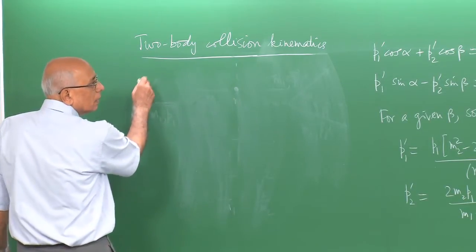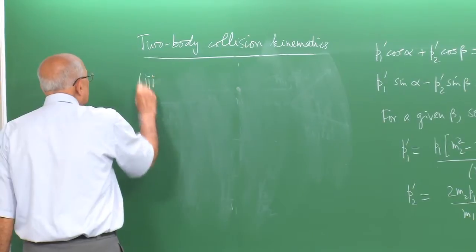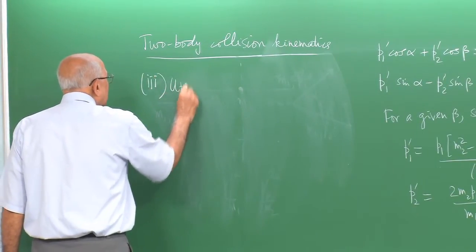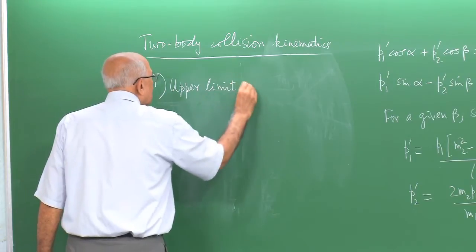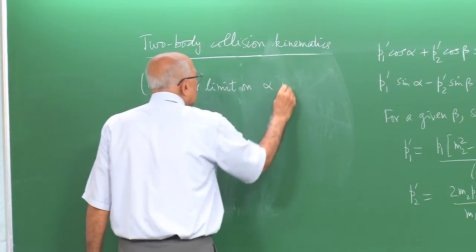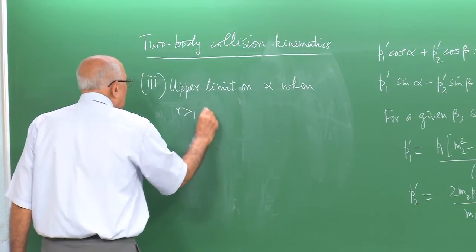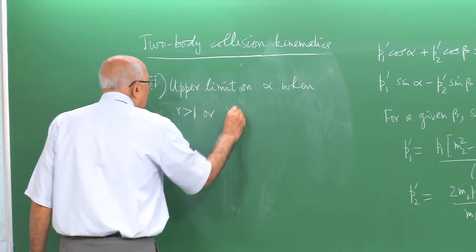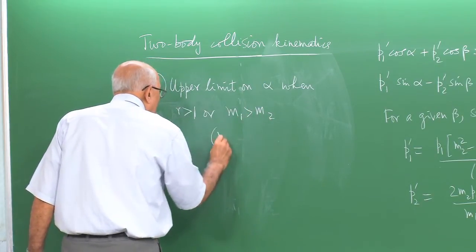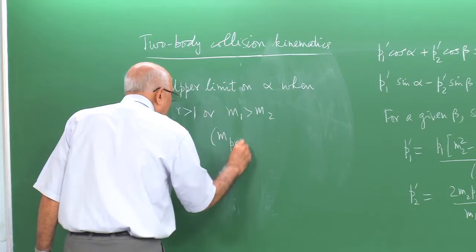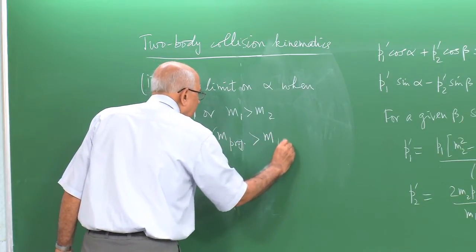So this is the next special case we want to look at. The next point 3, upper limit on alpha when r is greater than 1, or m1 is greater than m2. This means m projectile is greater than m target.